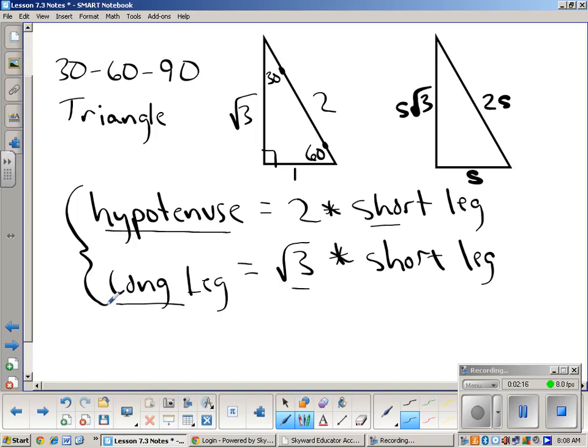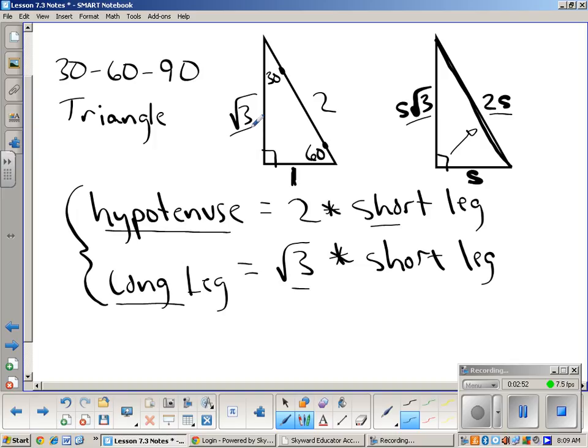If S represents a short leg, right here, then the hypotenuse, the side opposite the 90-degree angle, this one here, is always going to be twice as long as S. And what I'm saying in this one is, if my short leg is 1, then my hypotenuse is going to be 2. It's going to be twice as long, okay? And the long leg is going to be square root of 3 times as long as the short leg. And so, if again, over here, if my short leg is 1, then my long leg is going to be square root of 3. 1 times square root of 3 is square root of 3, okay?